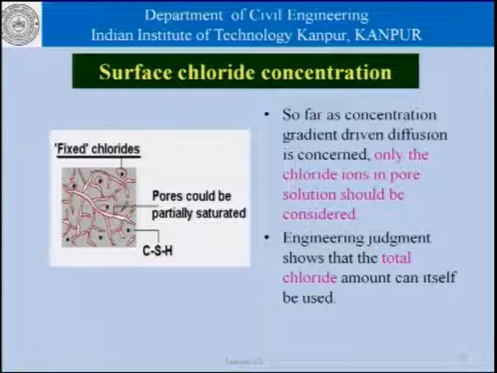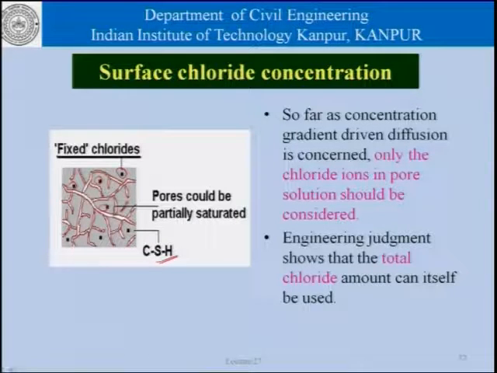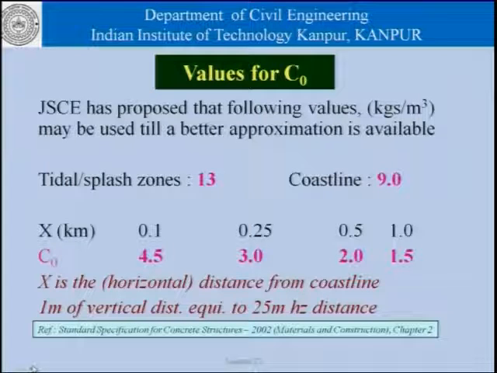Now, once we understand or assume that the chlorides can be present in different forms, we will say that the total chlorides is what we are trying to work with, and what should be the number that we need to use in the formulation of our problem. The Japan Society of Civil Engineers has suggested the following values in terms of kgs per cubic meter that may be used till such time as a better approximation becomes available.